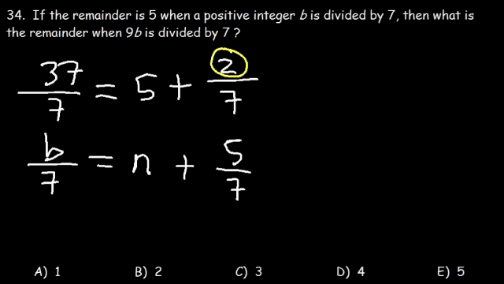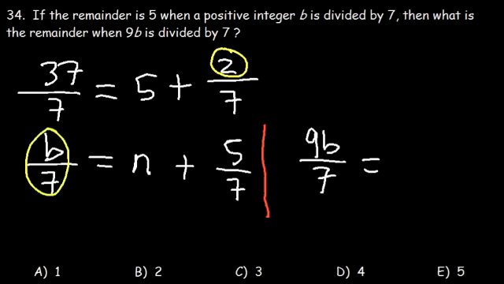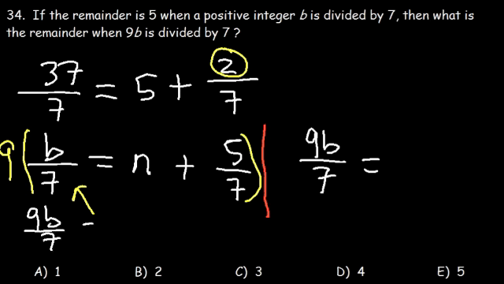Now our goal is to find out what is the remainder when 9b is divided by 7. So if we compare b over 7 to 9b over 7, basically it's simply 9 times this value. So let's multiply both sides of this equation by 9. On the left, we're going to get 9b over 7, and we've got to multiply everything by 9. So n times 9 is 9n, and then 5 times 9 is 45 over 7.